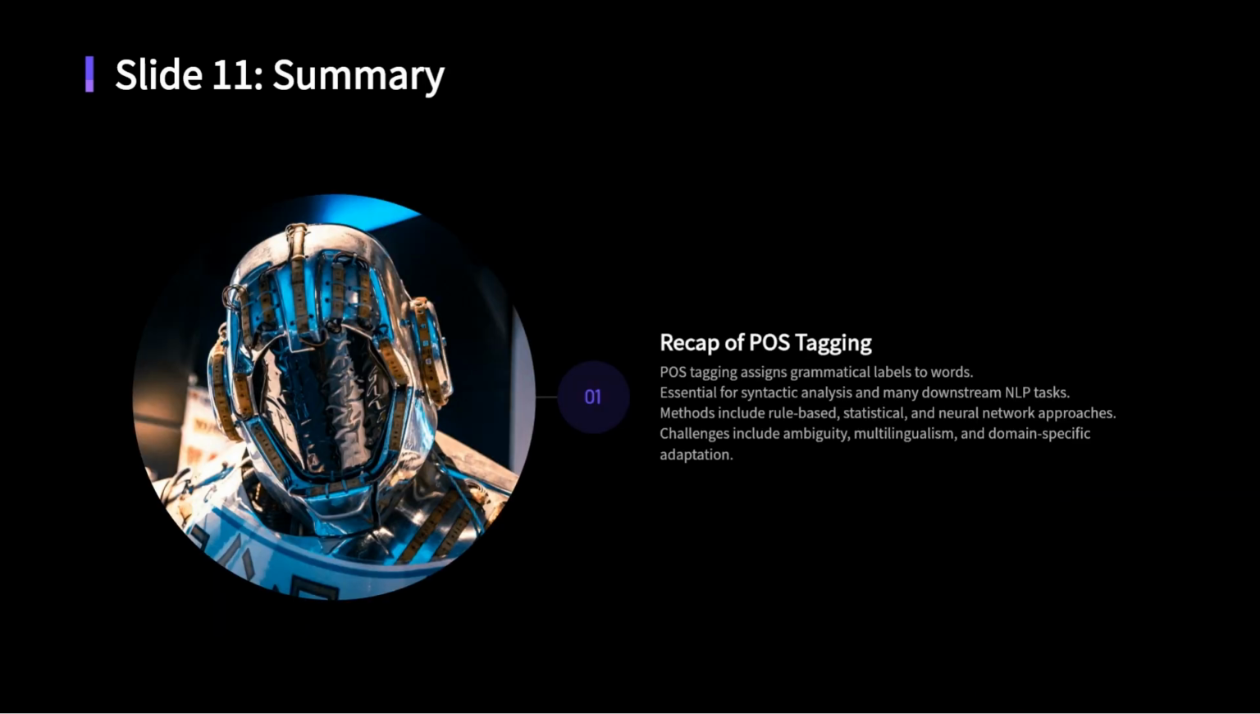In summary, part of speech, POS tagging, is crucial for understanding the grammatical structure of a sentence and forms the foundation for many advanced NLP tasks. We've discussed various methods for POS tagging, from rule-based systems to modern neural network approaches, each with its strengths and challenges. POS tagging is indispensable in areas like syntactic parsing, machine translation, and named entity recognition. But it also faces ongoing challenges with ambiguity, multilingualism, and domain-specific adaptation. As deep learning techniques evolve, we can expect further advancements in POS tagging that will improve accuracy and applicability across languages and domains.